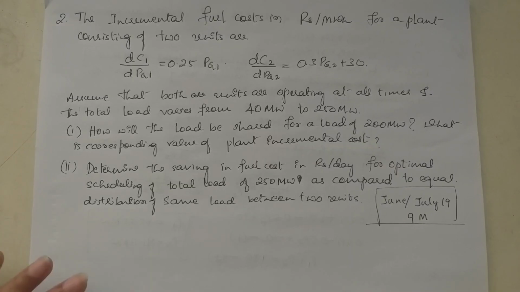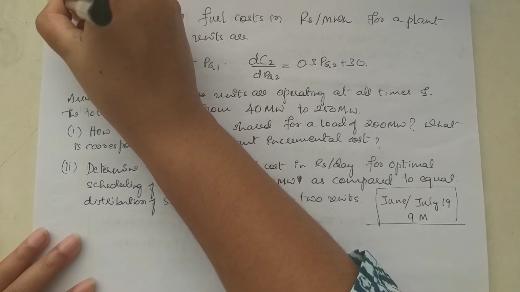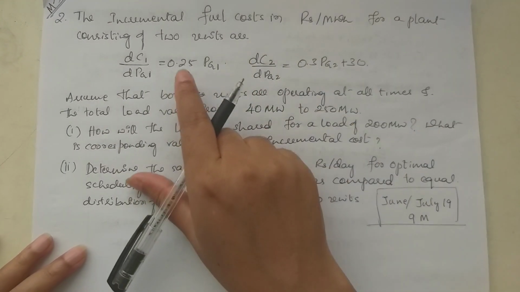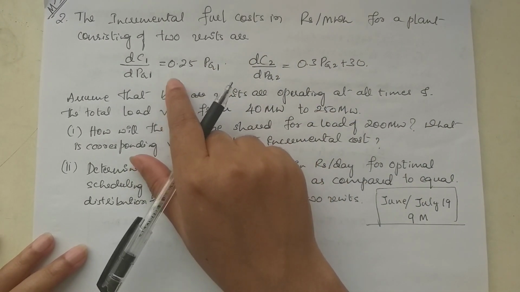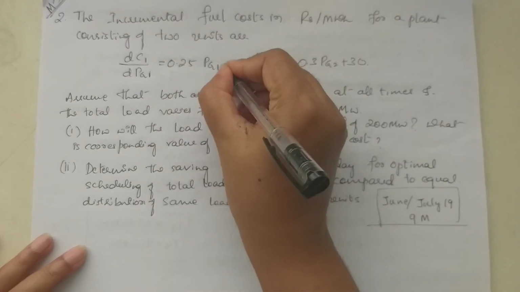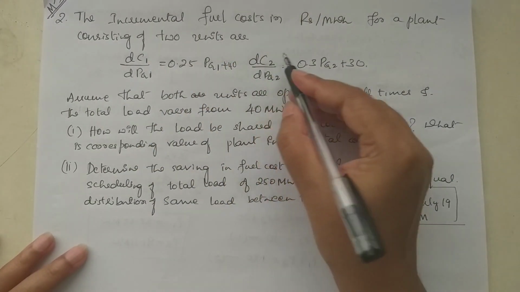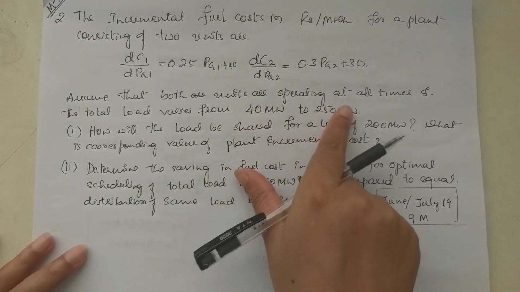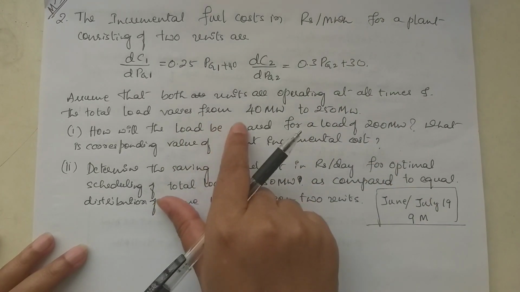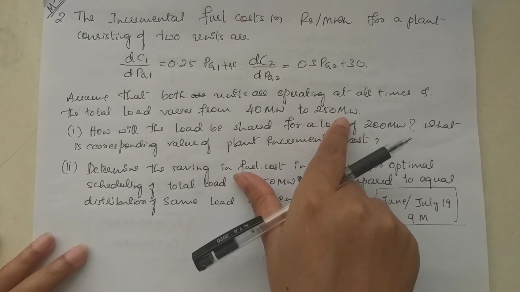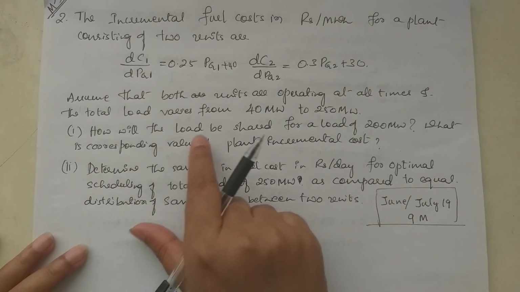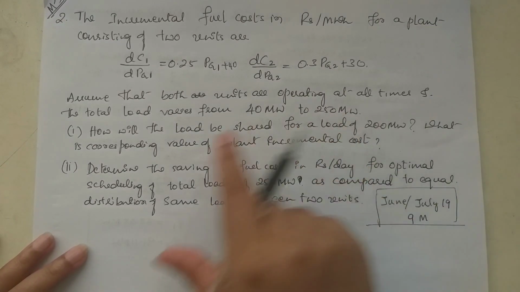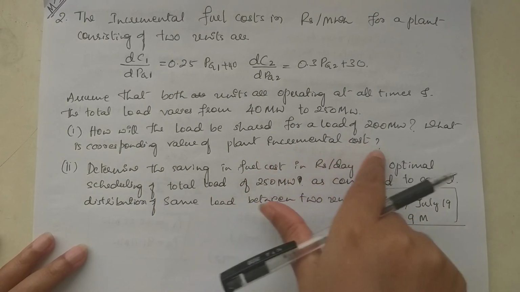Hello students, this is the second problem under module 3, question paper problem. The incremental fuel cost in rupees per megawatt hour for a plant consisting of 2 units is given: incremental cost 1 is 0.25 Pg1 plus 40, and incremental cost 2 is 0.3 Pg2 plus 30. Assume that both units are operating at all times and total load varies from 40 megawatt to 250 megawatt. First question, how will the load be shared for the load of 200 megawatt and what is the corresponding value of the plant incremental cost?